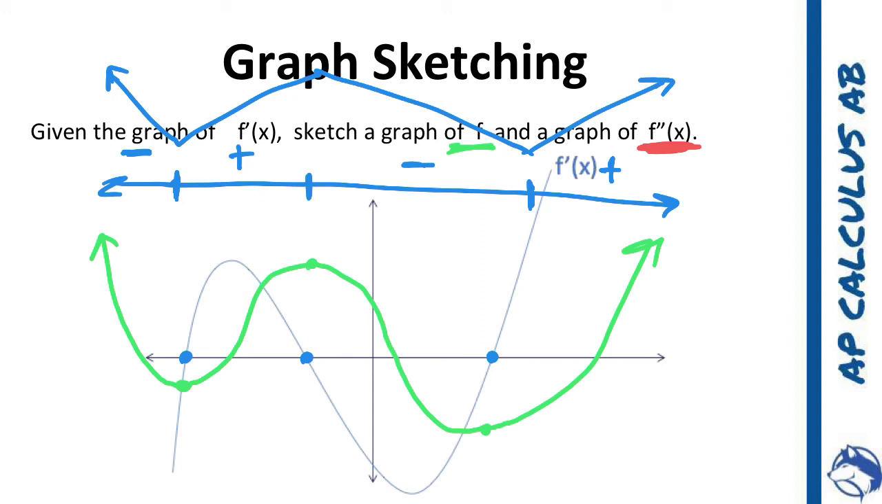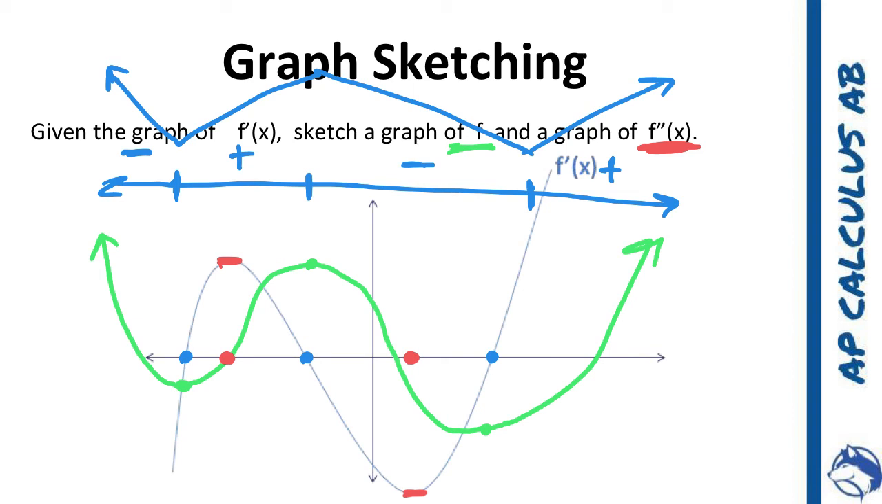So the big pieces here are making sure that the zeros line up, the relative maxes and mins line up with when f prime of x is equal to 0. So now I need to do f double prime of x. And so what's special about f double prime of x is I'm looking for all of the places when f prime of x is equal to 0. So I know that it's going to have to go through those points.